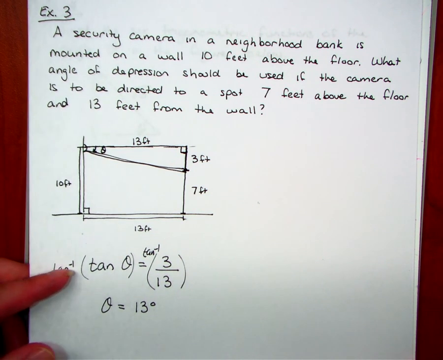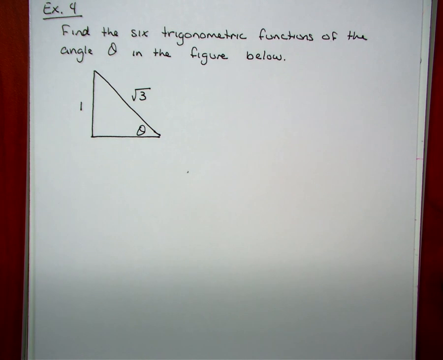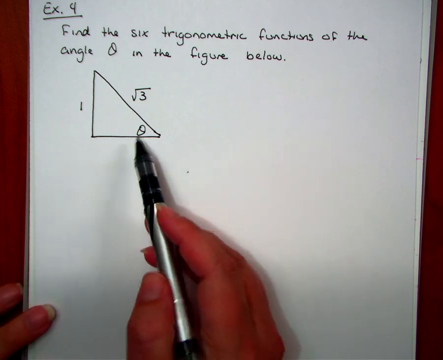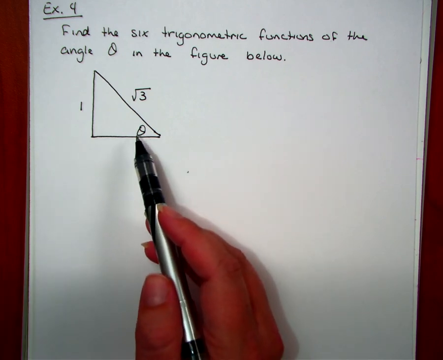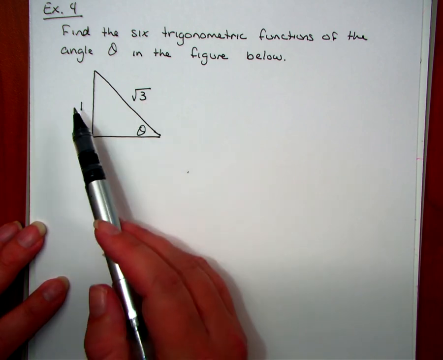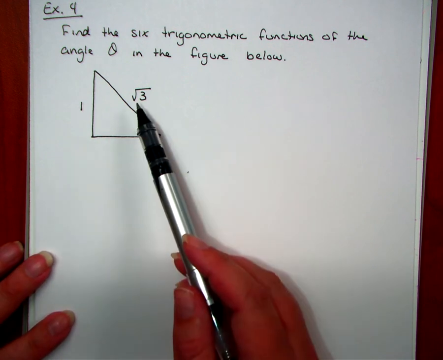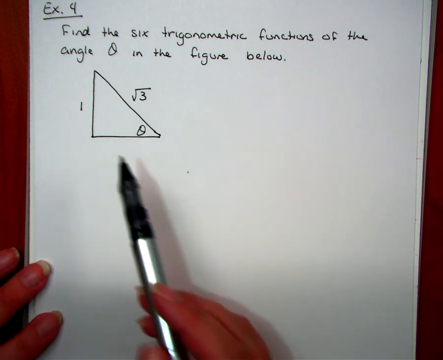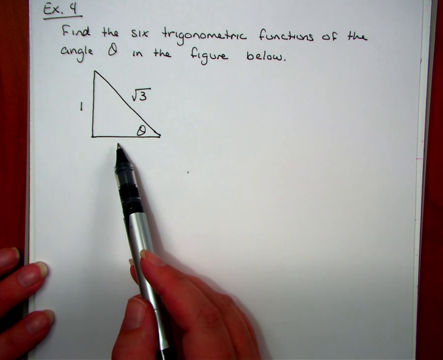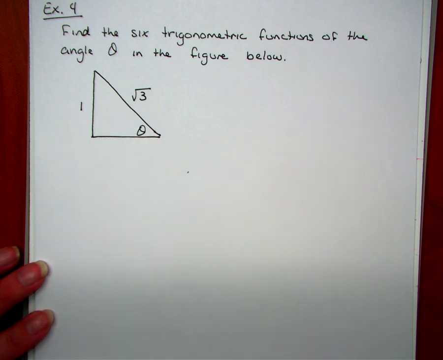All right. One more example, example 4. Example 4 reads, find the 6 trig functions of the angle theta in the figure below. Theta was in here in the bottom corner, and so we really need all 3 sides here. Now 1 and rad 3 makes you think it's a special triangle, but rad 3 isn't the hypotenuse in that case. So in order to solve for this other side here, we are going to have to use the Pythagorean theorem: 1 squared plus b squared equals rad 3 squared.